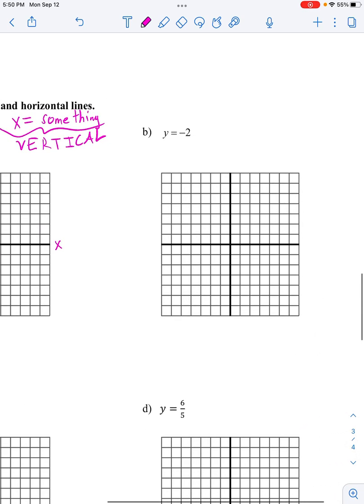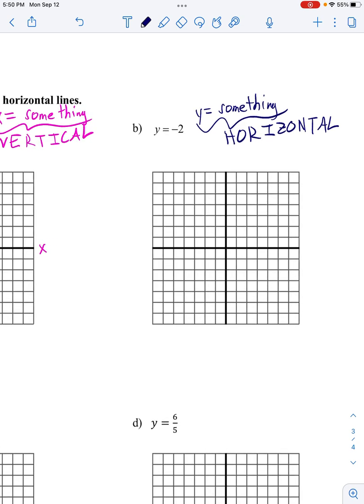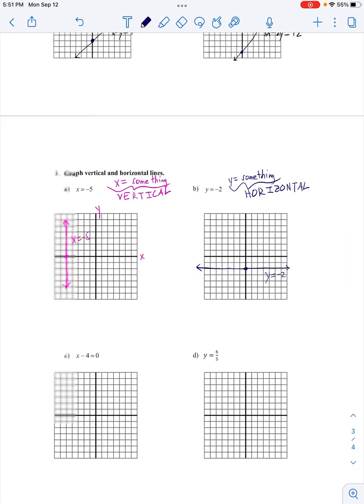All right. Over here, when my equation is y equals something, I'm going to have a horizontal line. Horizontal line, okay? So what does that mean? I go down 1, 2, and I'm going to plot that point. I'm going to draw a horizontal line directly to the right, directly to the left. So I do that. y equals negative 2. Done.